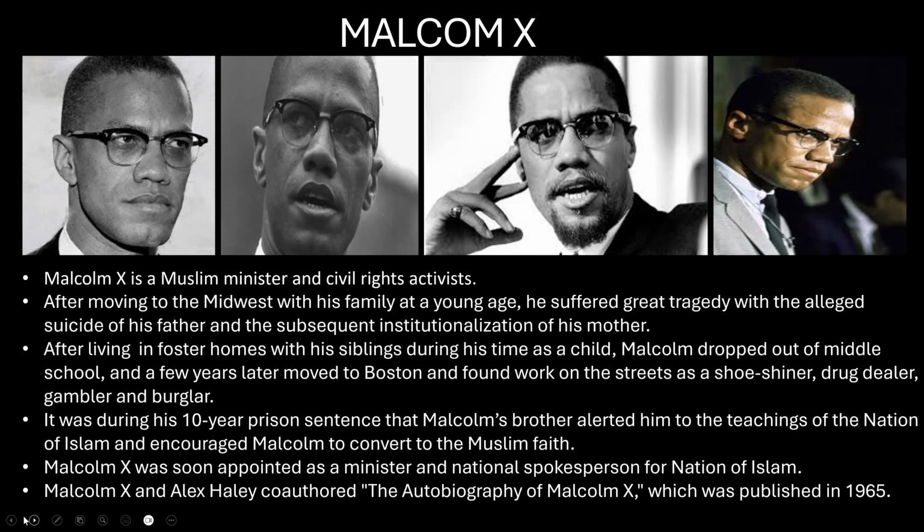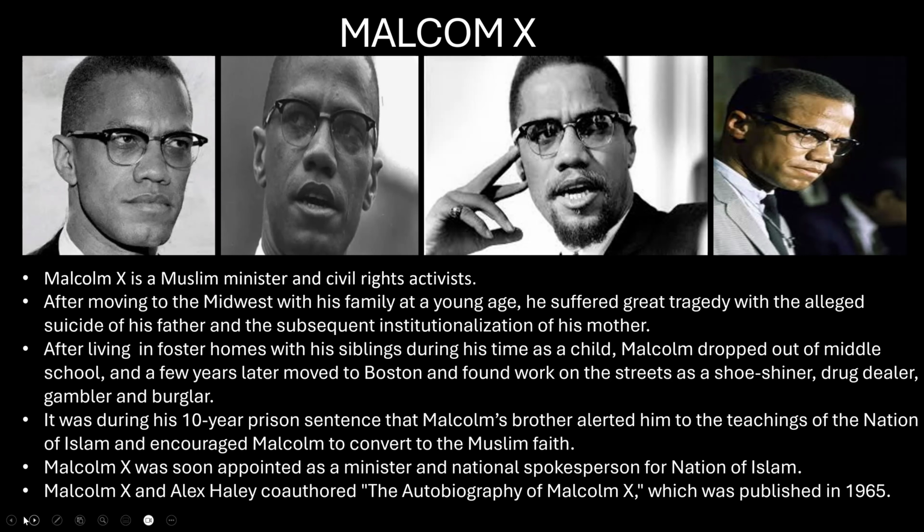Malcolm X. Malcolm X is a Muslim minister and civil rights activist. After moving to the Midwest with his family at a young age, he suffered a great tragedy with the alleged suicide of his father and the subsequent institutionalization of his mother. After living in foster homes with his siblings during his time as a child, Malcolm dropped out of middle school and a few years later moved to Boston and found work on the streets as a shoe shiner, drug dealer, and gambling burglar.